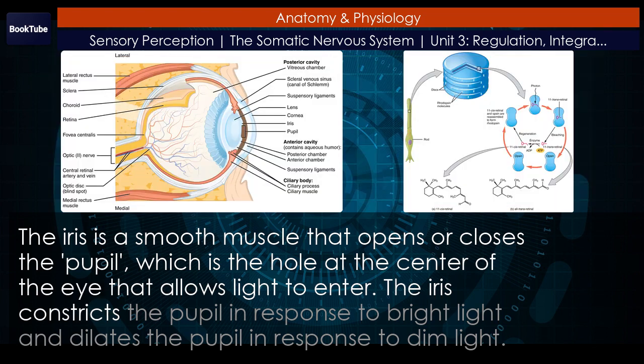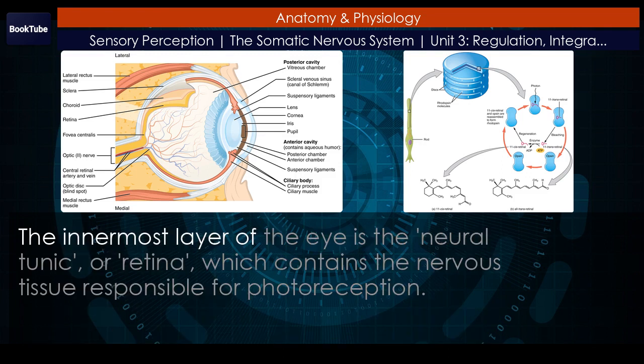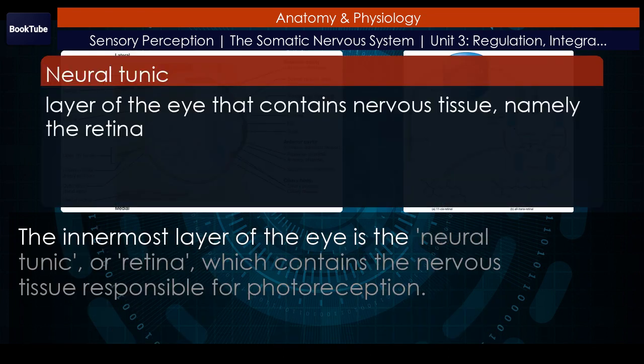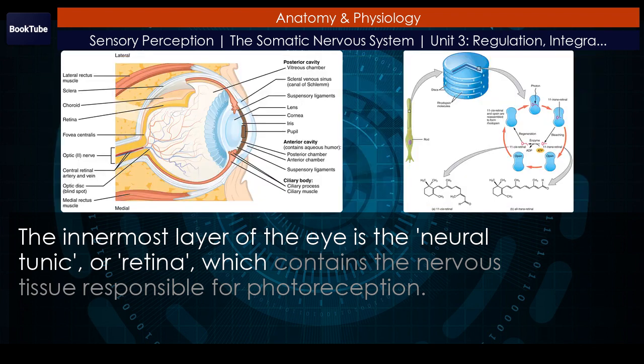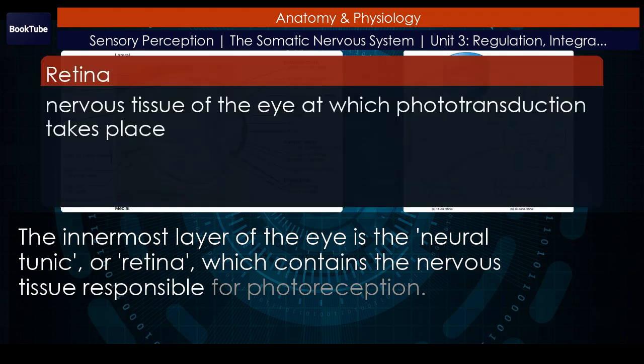The iris constricts the pupil in response to bright light and dilates the pupil in response to dim light. The innermost layer of the eye is the neural tunic, or retina, which contains the nervous tissue responsible for photoreception.